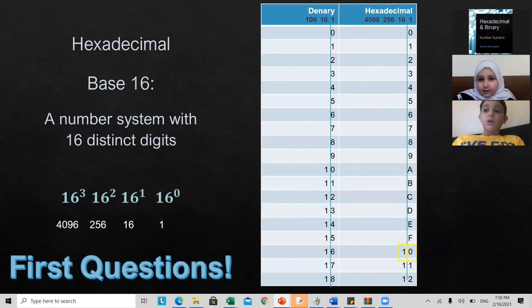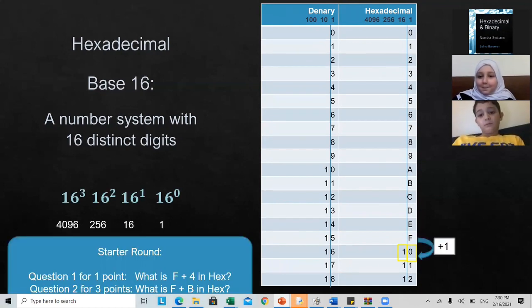All right, the first question is for 1 point. Bismillah. First question: what is F plus 4 in hex? So we have F here. If I wanted to add 4 to it, what would the answer be in hex? Once you have the answer, shout it out.